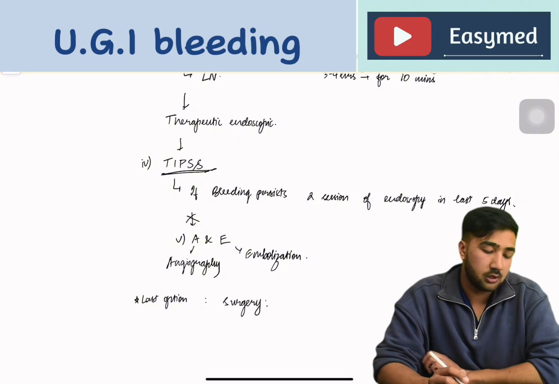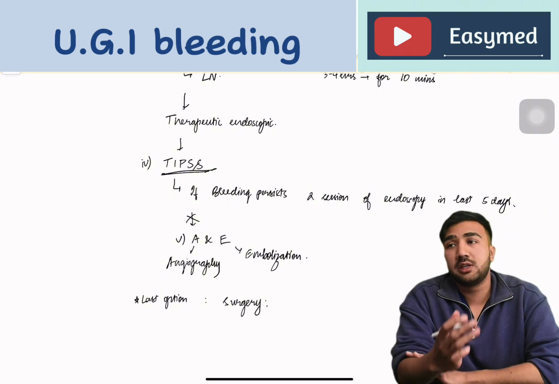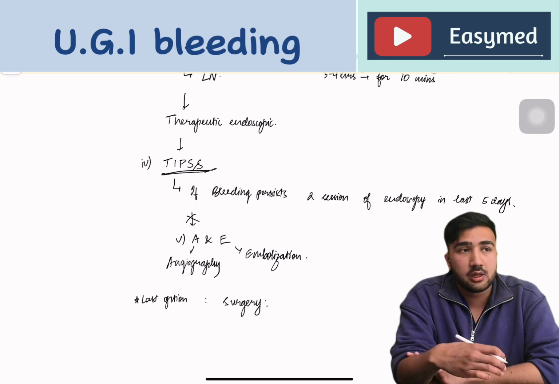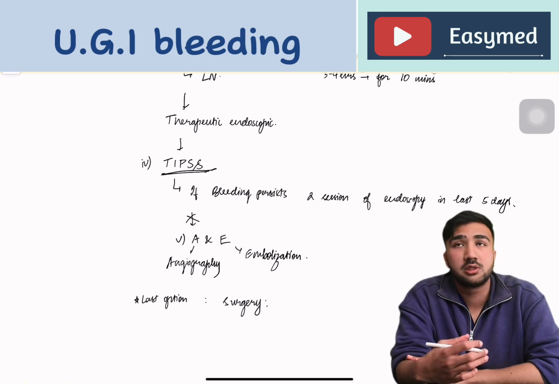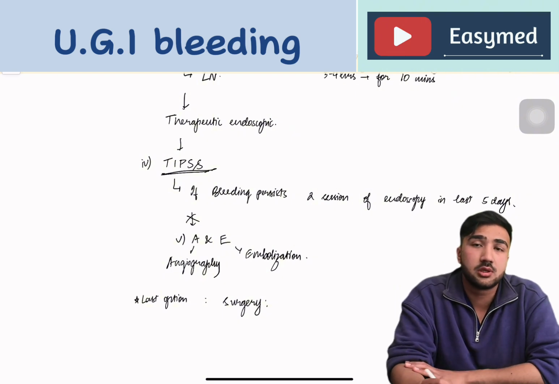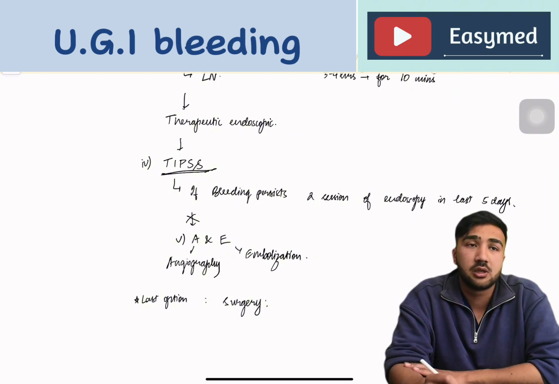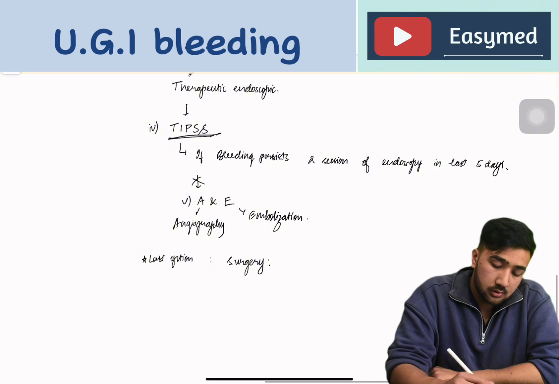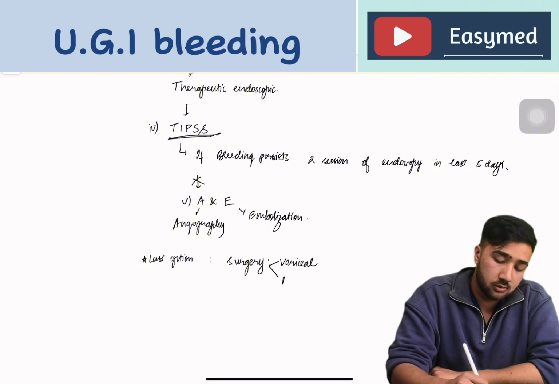In surgery, in case of variceal bleeding, it can be esophageal transection. And in case of peptic ulcer disease, if there is intractable bleeding, and as in our previous non-variceal bleeding treatment, if that fails, then we have to go for highly selective vagotomy and gastrectomy or some other surgical method. So it is separate for variceal and non-variceal.